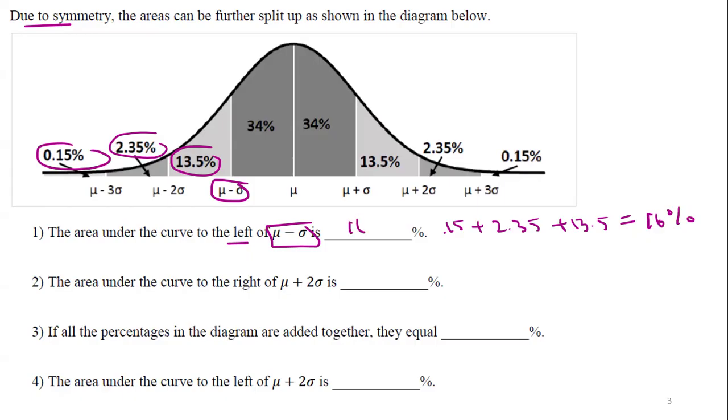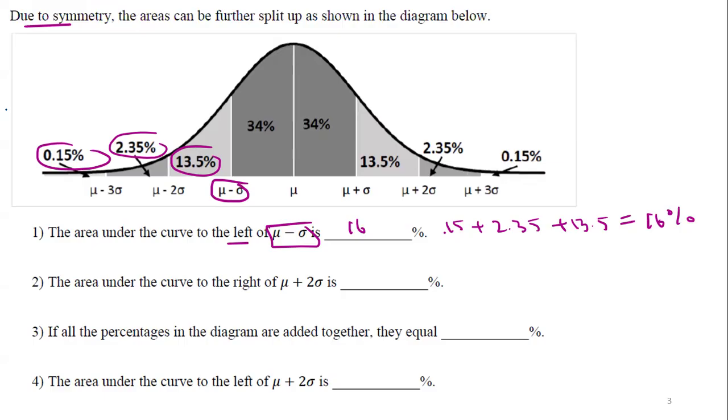So we would write 16% here. So that means the area or the proportion to the left of mu minus sigma is 16%. All right. Let's go to the next question.